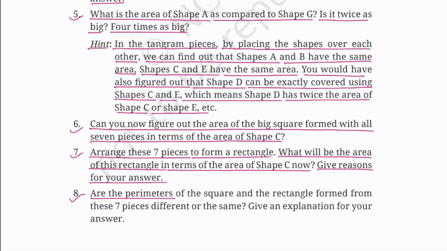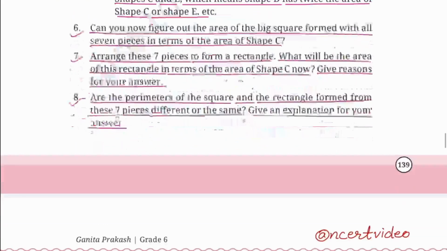8. Are the perimeters of the square and the rectangle formed from these 7 pieces different or the same? Give an explanation for your answer.